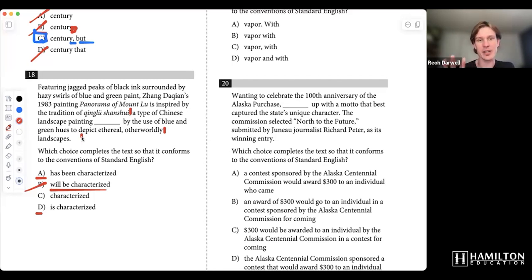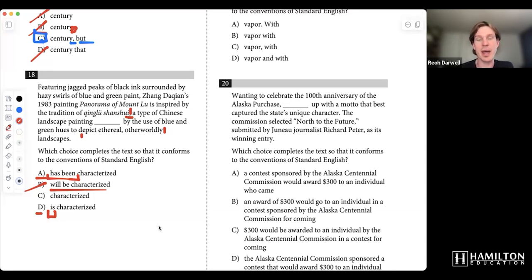We cannot connect it with a semicolon or a period or what have you, which is what we see here. Because it's connected with a comma, that means we cannot say is or has been, okay? That would make a new subject, which is why it's wrong. It would make the subject the type of Chinese landscape painting. But rather, the subject needs to be Panorama of Mount Lu.